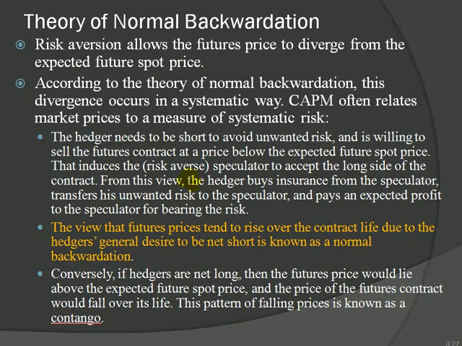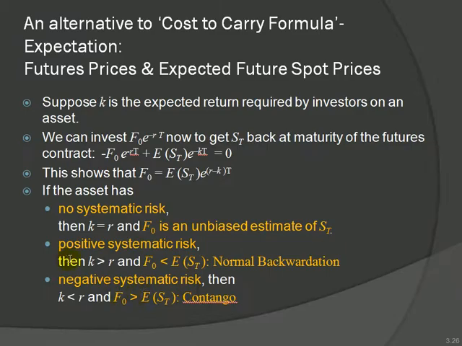From this view, the hedgers buy insurance from the speculator, and in so doing they transfer their unwanted risk to the speculator and pay an expected profit to the speculator for bearing the risk. This is the normal backwardation situation. The view that futures prices tend to rise over the contract life due to the hedger's general desire to be net short is known as normal backwardation. Okay, think of this as a normal case where this is happening.